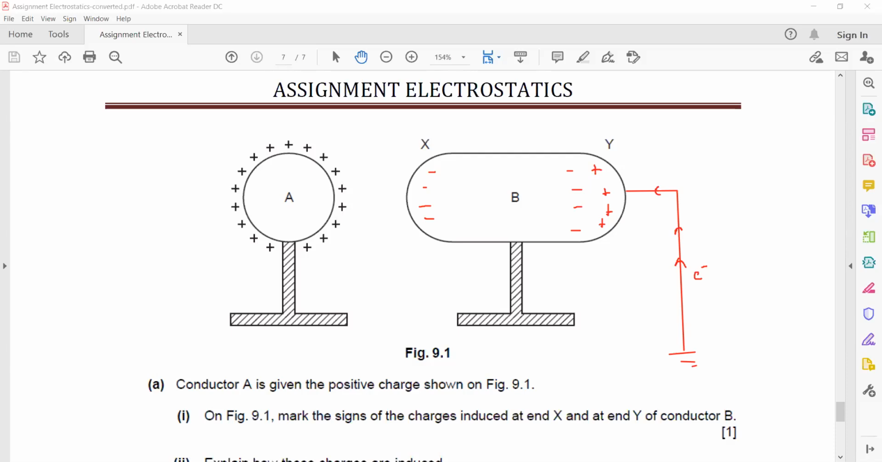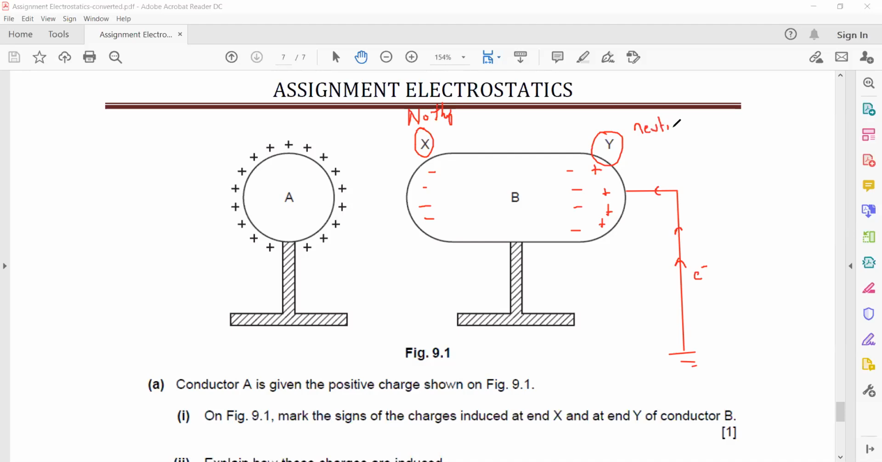So the question is, what happened to X when we connect an earthing wire? Nothing happened to X. At X, nothing happened. Before connecting the earthing, it was negative. After connecting earthing it is also negative. But what happened to Y? The region Y will become neutral.